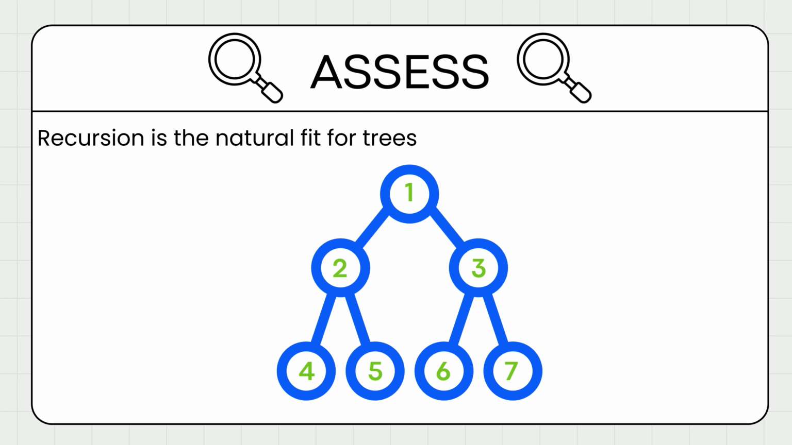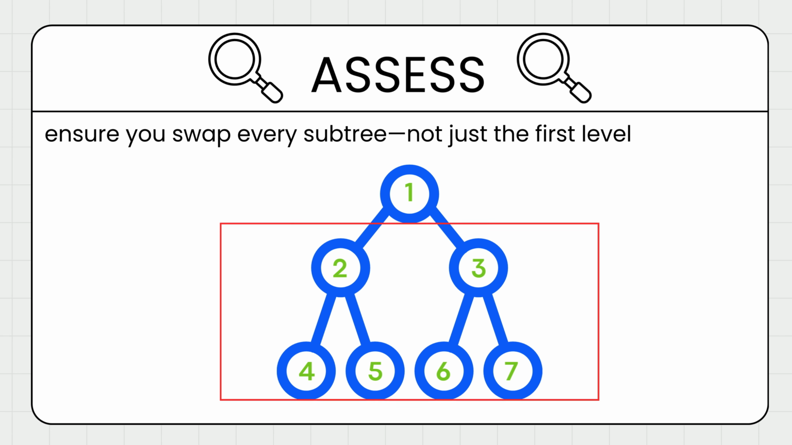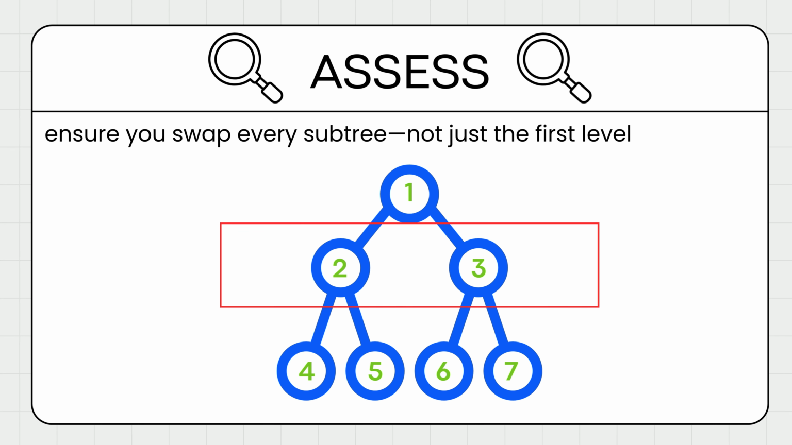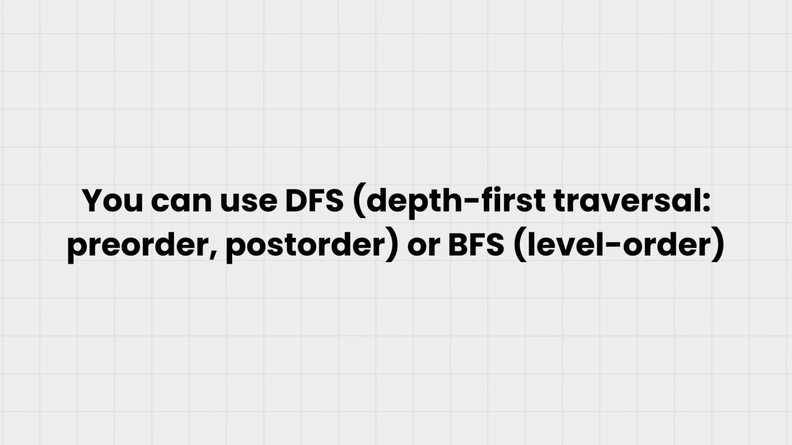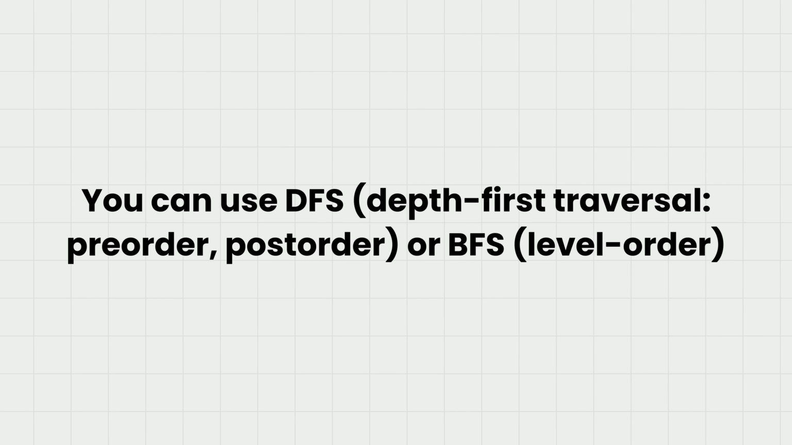Let's assess it. What's tricky? Recursion is the natural fit for trees, but you need to ensure you swap every subtree, not just the first level. You can use DFS, depth first traversal, preorder, postorder, or BFS, level order, but recursion is clearest and most popular in interviews. Think step by step.